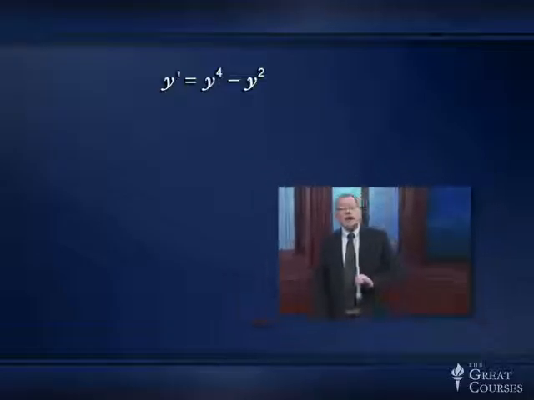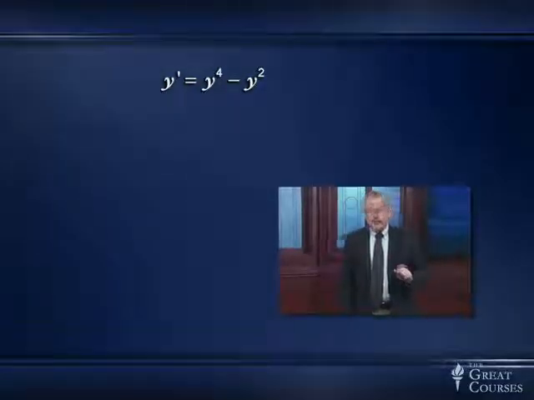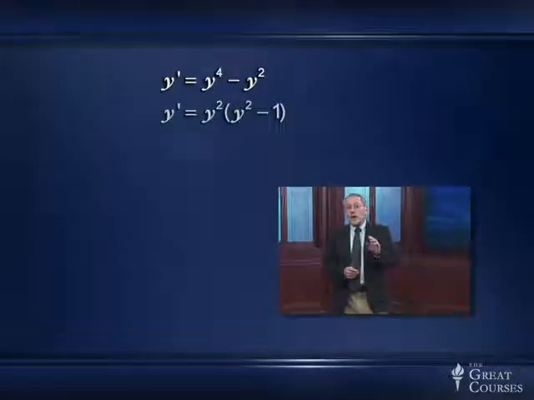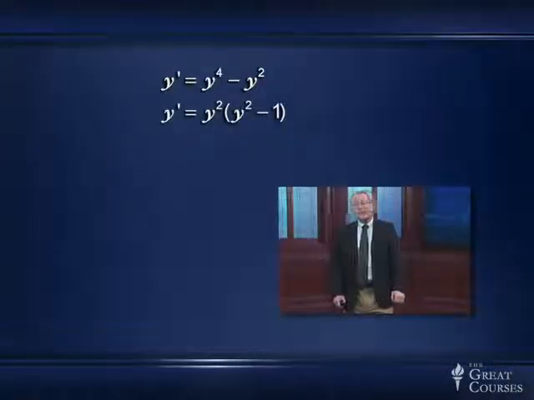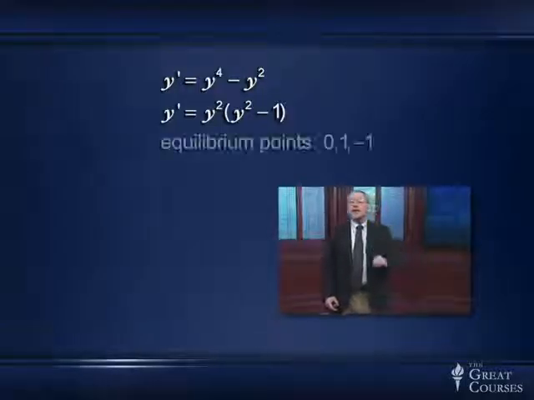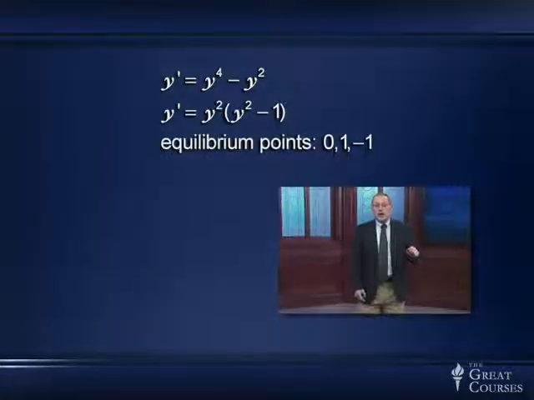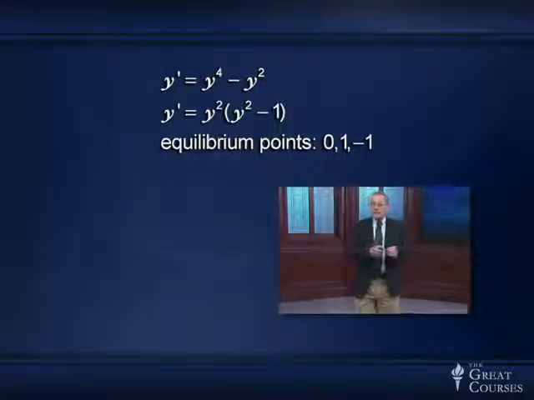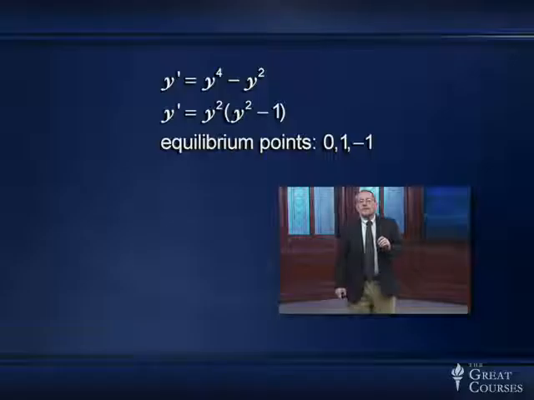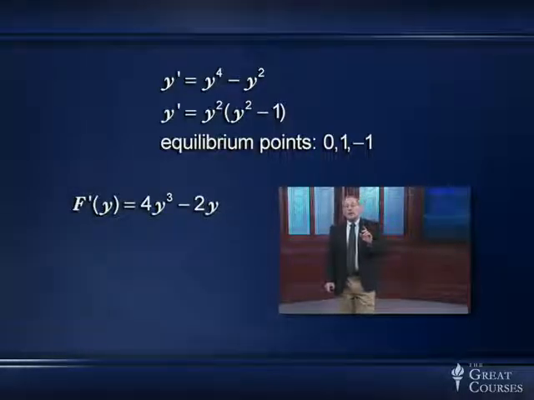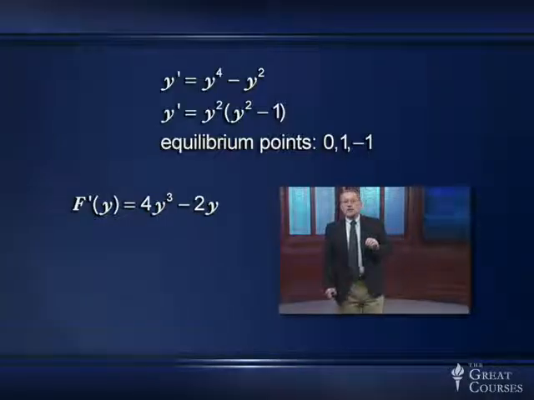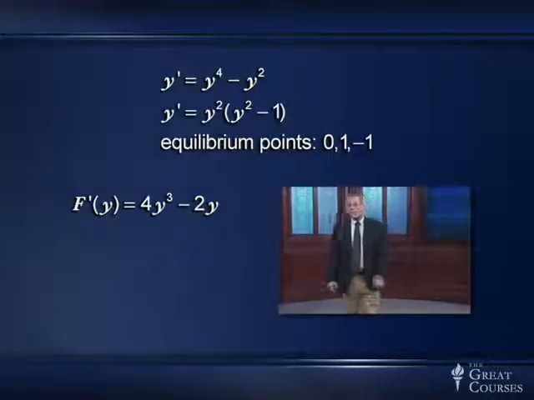And one final example that we visited earlier, let's take y prime is y to the 4th minus y squared. Or factor out a y squared, that's y squared times y squared minus 1. Again, we have equilibrium points at 0, 1, and minus 1. Okay. Now use the first derivative test, and we have a little bit of difference here. For example, the derivative here is 4y cubed minus 2y. That's the derivative of y to the 4th minus y squared.